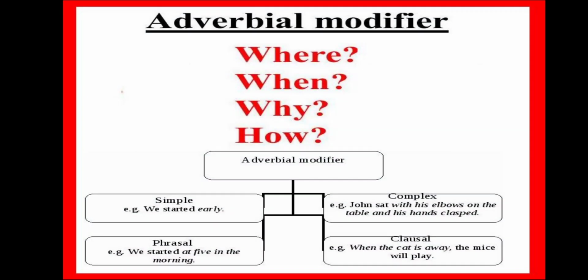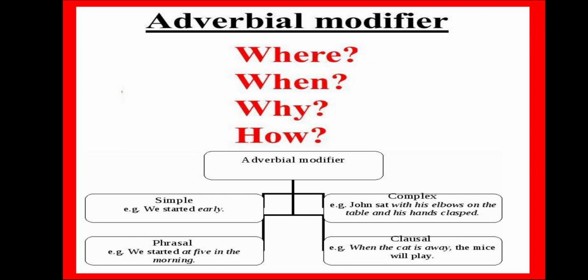We can easily identify it from the particular sentence in our examination hall very easily by questioning with these WH words: where, when, why, how. This is the shortcut technique to identify or to mark this kind of adverbial modifier in the particular sentence.